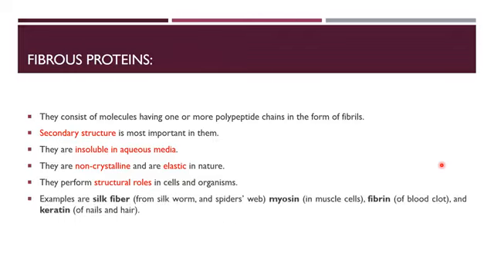Examples include silk fiber that we obtain from the silkworm, myosin that is present in your muscles, fibrin that is present in your blood clot, and keratin that is present in your nails and hair. So that's why it has the secondary structure and performs structural roles in your body.